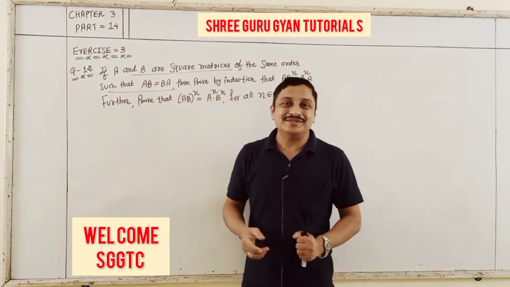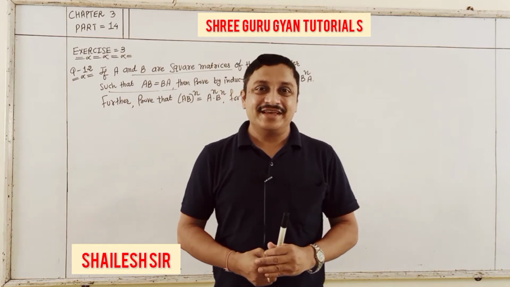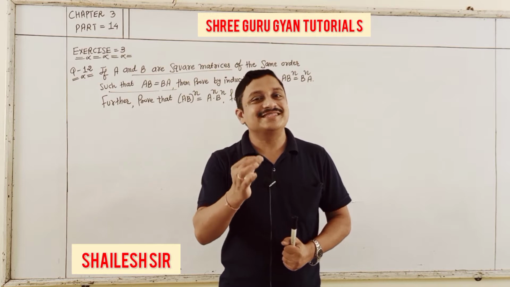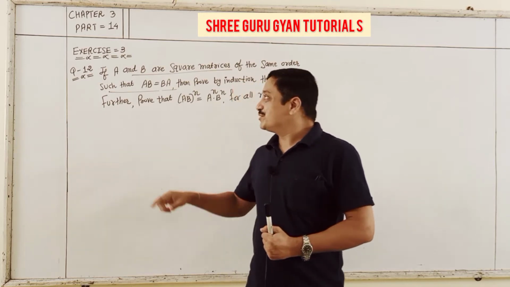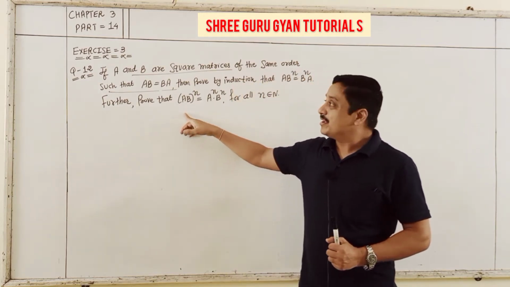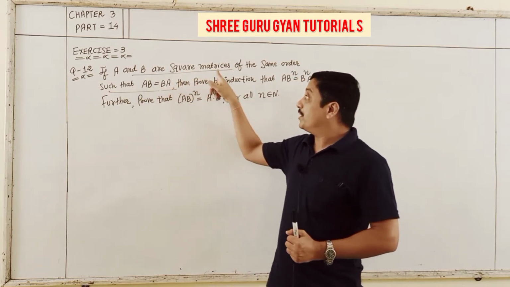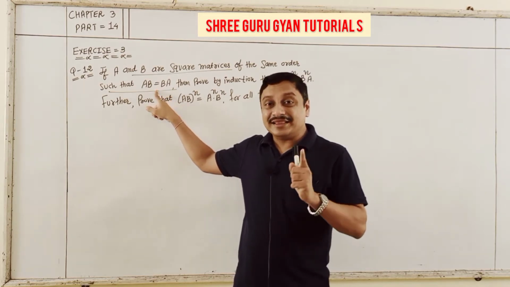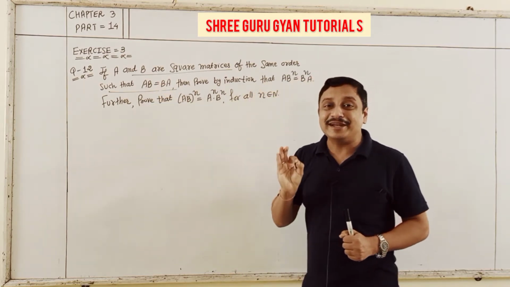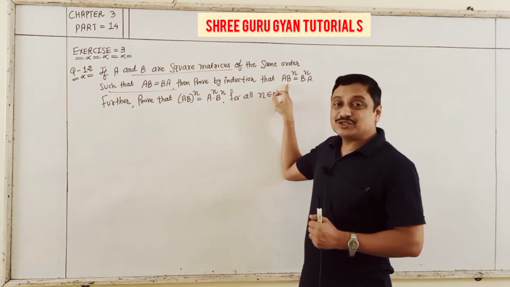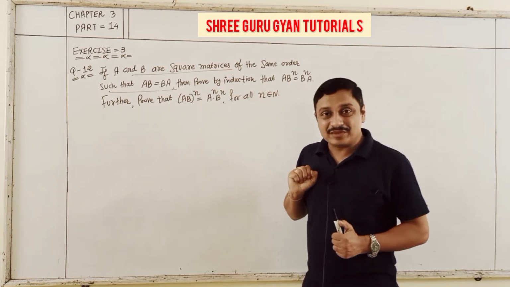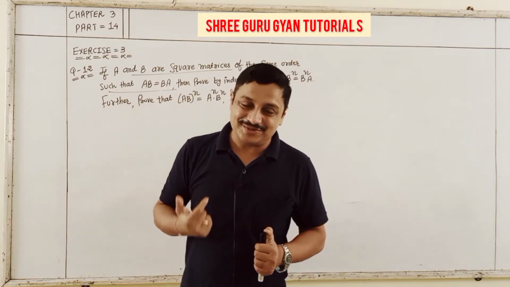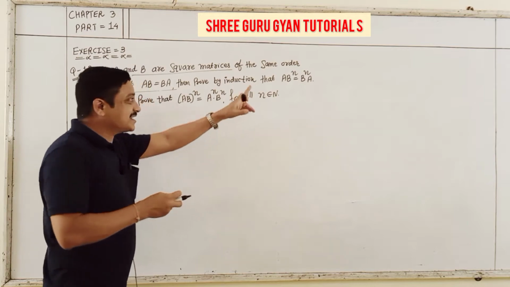Today I will explain chapter number 3, Matrices, covering the remaining questions of Exercise 3 and some miscellaneous examples. In question number 12 of Exercise 3, if A and B are square matrices and AB is equal to BA, then prove by the principle of mathematical induction that (AB)^n is equal to B^n A, and further prove that (AB)^n is equal to A^n B^n. Very easy students, here I will start first.